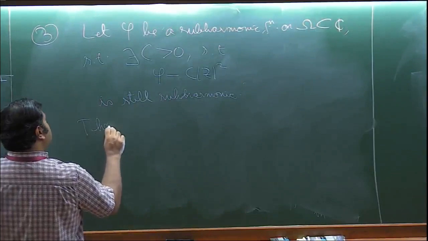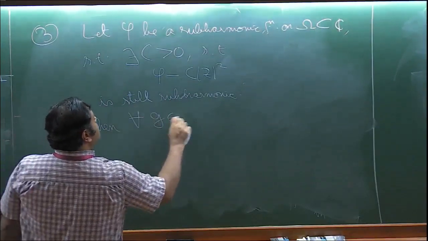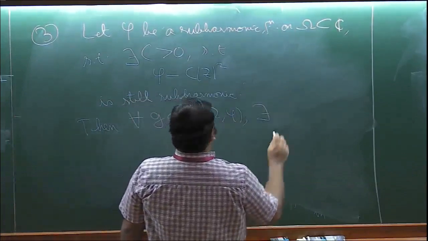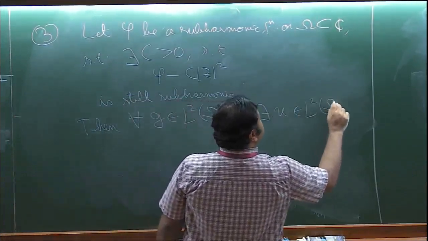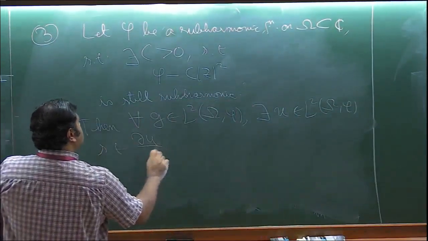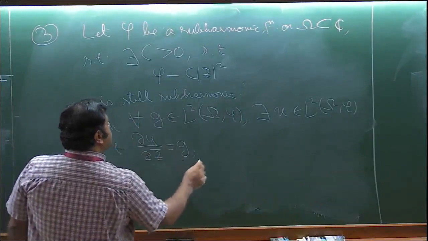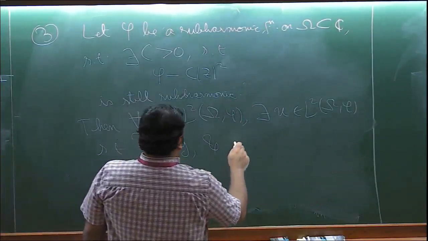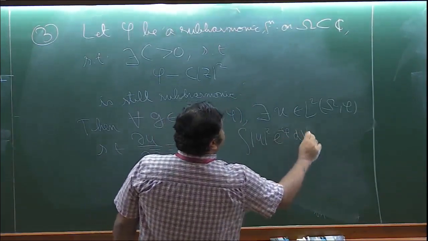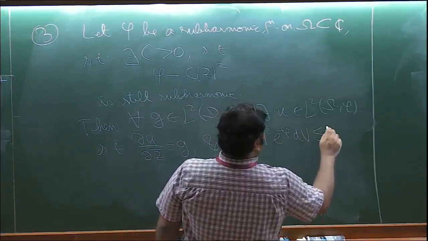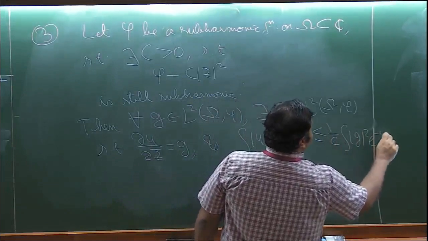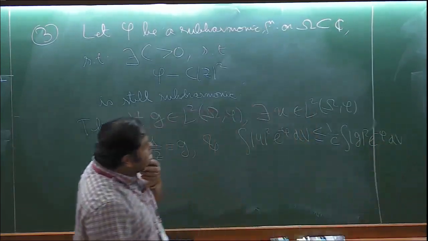Then, for all g in L2 omega phi, there exists u also in L2 omega phi, such that du over dz bar is g, and the integral of mod u squared e to the power minus phi dV is less than or equal to 1 over c times the integral. So the same conclusion as in Hörmander. So how is this done?